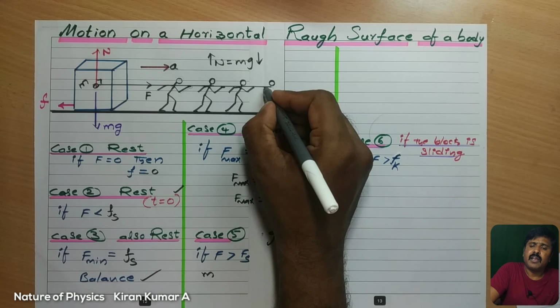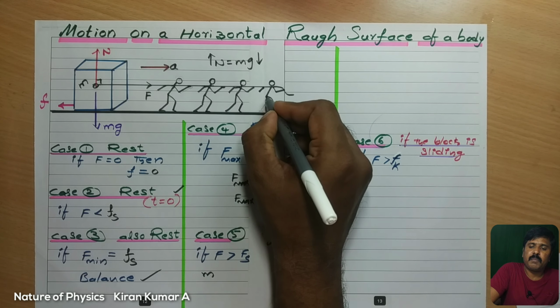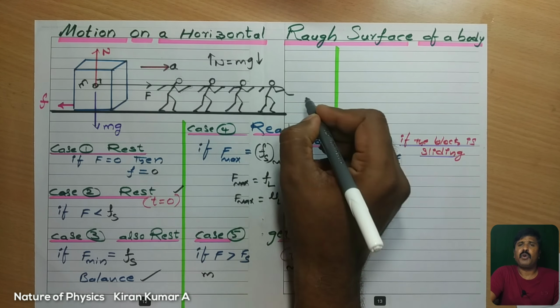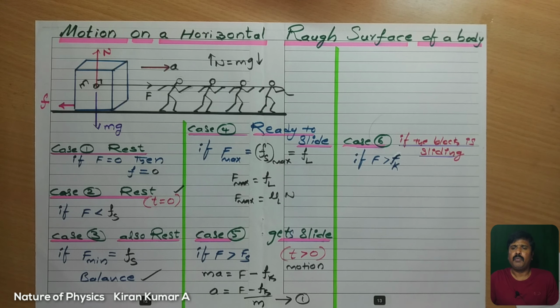Here four persons are pulling this. How many persons are pulling? Four persons are pulling this. That's why the body gets motion, student. So the resultant force is equal to ma, student. The resultant force is the applied force minus, in the opposite direction, the kinetic friction, because in motion we will get kinetic friction, student. And also the acceleration is equal to F minus Fk divided by m, student. This I can write as equation number 1, student.